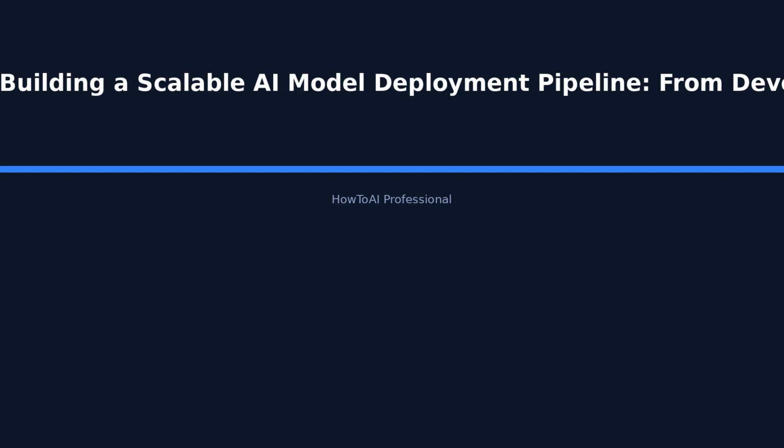Step 5. Scale your deployment. Finally, the last step in building a scalable AI model deployment pipeline is planning for scalability. As your application grows and the demand for your AI services increases, you need to ensure that your deployment can handle the load. Start by evaluating your current infrastructure.